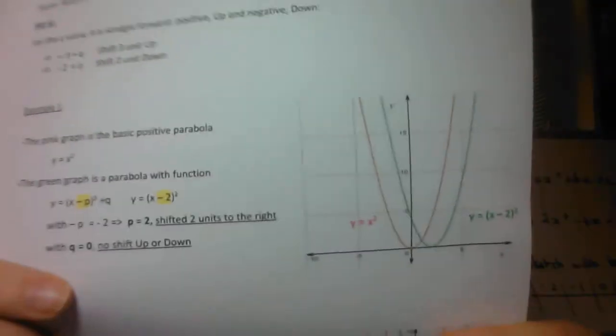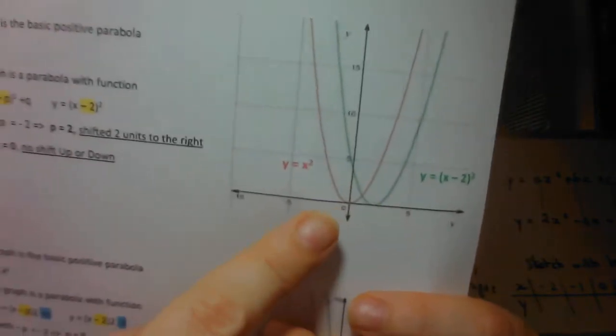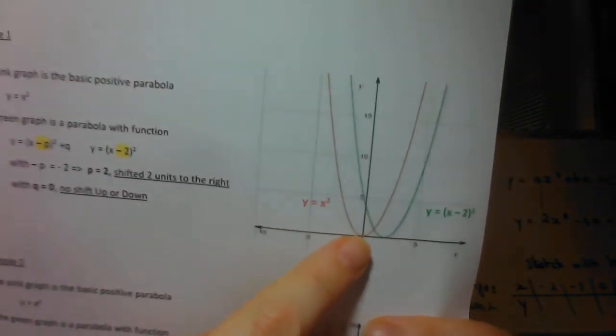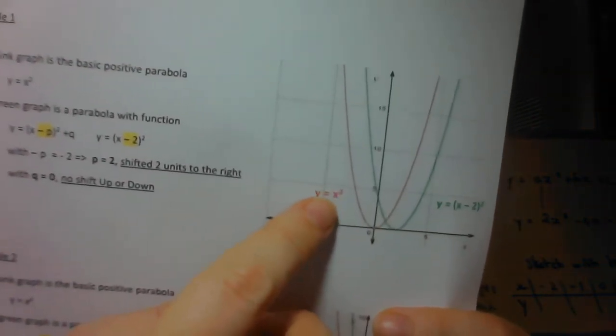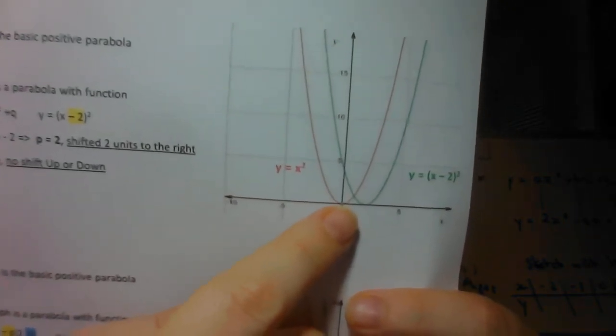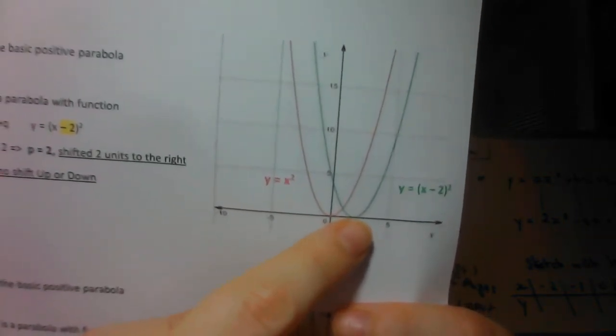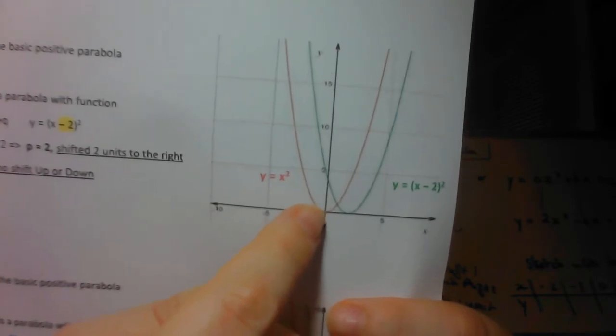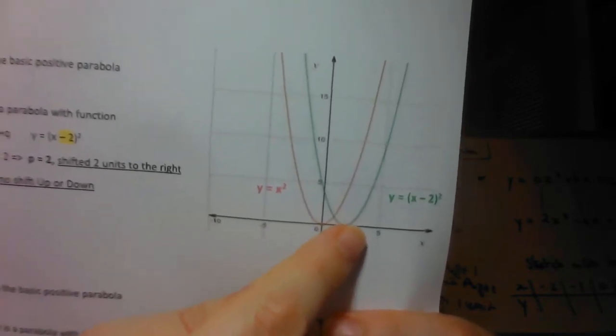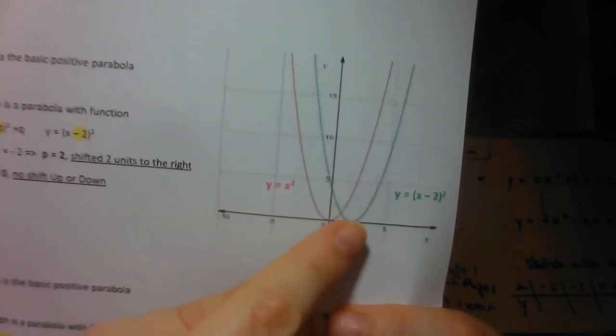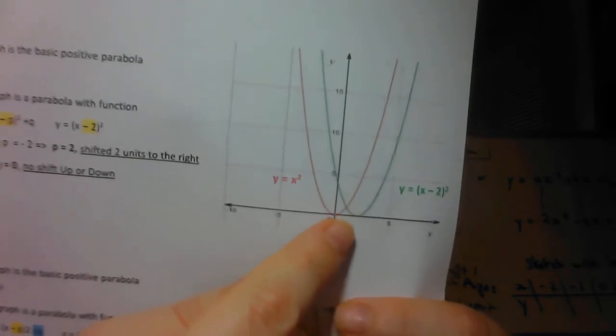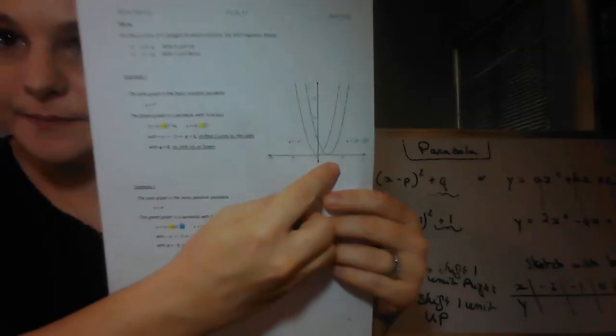So let's compare the two graphs now. The pink one is the basic one, x squared. And now I'm comparing it with (x minus 2) squared. And look, it's shifted 2 units to the right. No shift up or down, it's on the same x-axis. It's just shifted 2 units to the right.